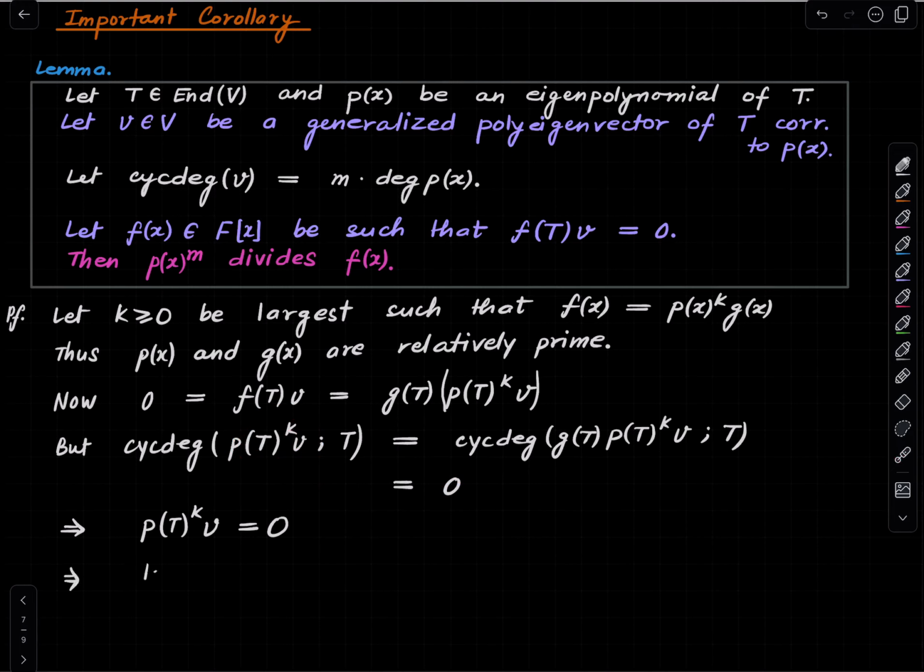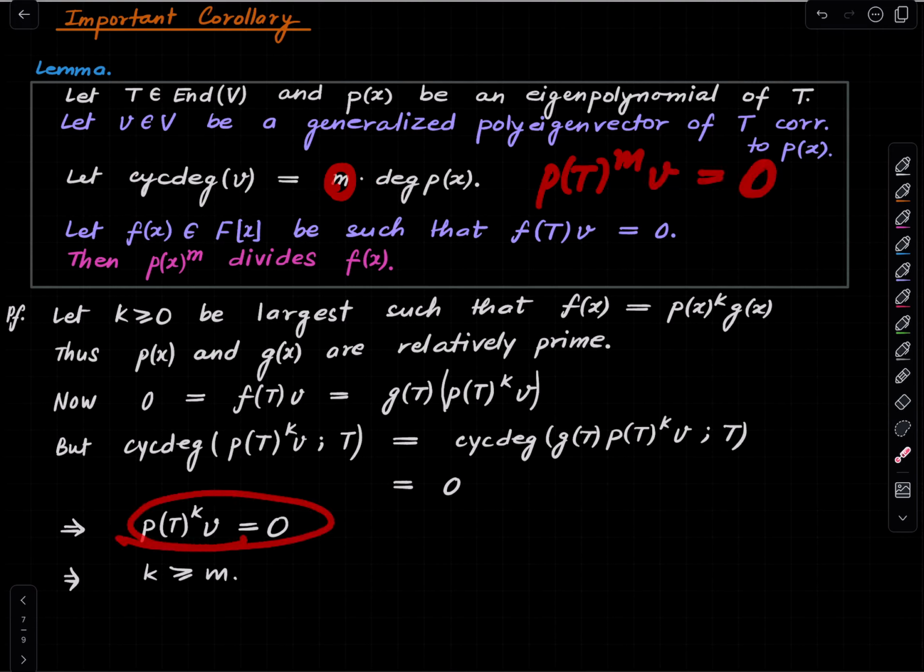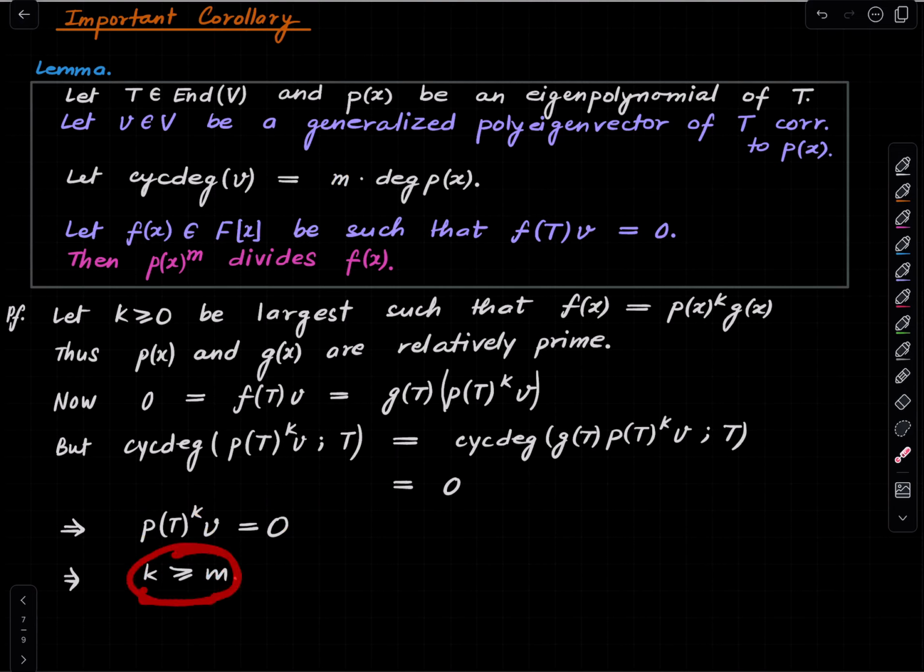But then this implies that k is at least m. Because when we had said that cyclic degree of v is m times the degree of px, by what we have proven earlier, m is the smallest non-negative integer for which this thing is 0. And we have px to the k v is 0, so k has to be at least this smallest non-negative integer. Okay, so k is at least m, and therefore px to the m divides fx. That's exactly what we wanted to show. So maybe here I should have written the line that we want to show that k is at least m. So this is what we were going for.